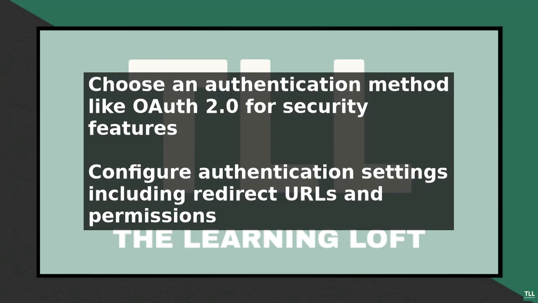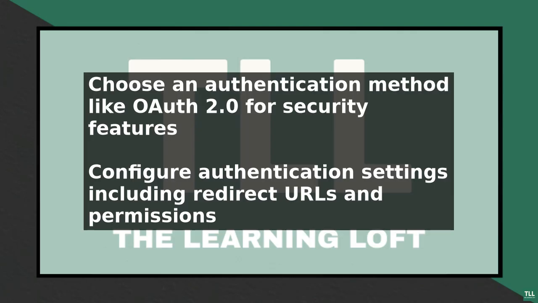Next, choose an authentication method, either OAuth 2.0 or basic authentication, and follow the implementation instructions. OAuth 2.0 is recommended for its enhanced security features. Configure the authentication settings, including redirect URLs and permissions, to ensure secure data access.